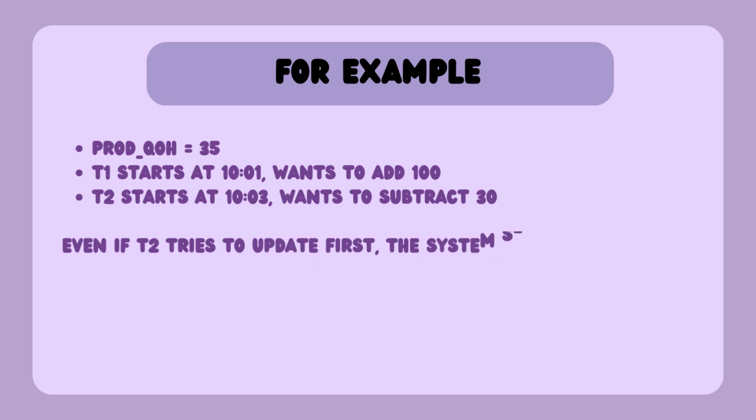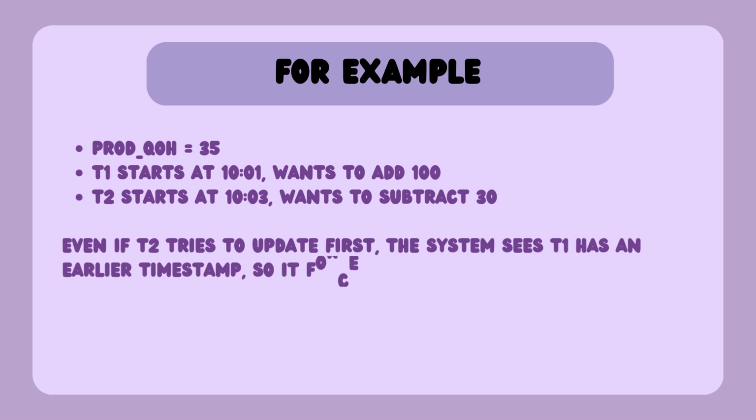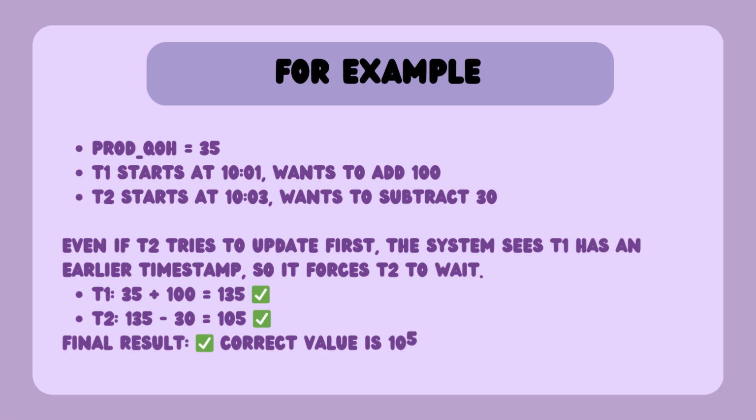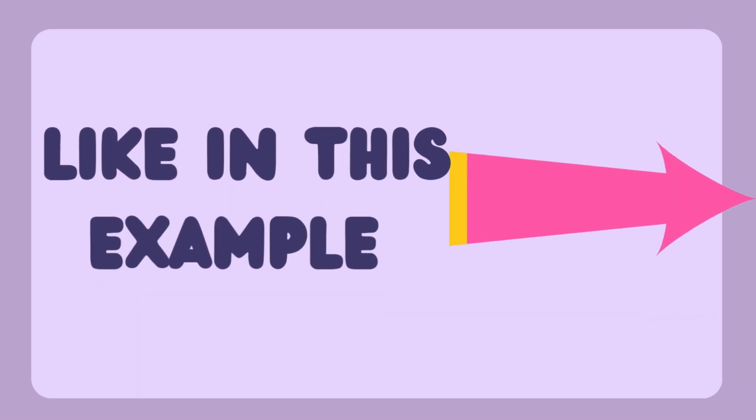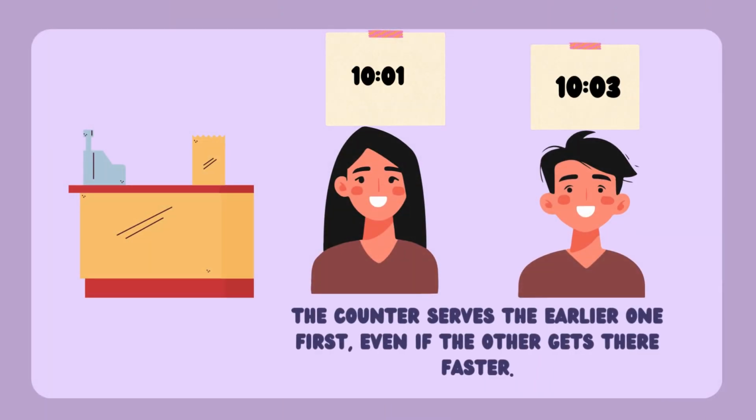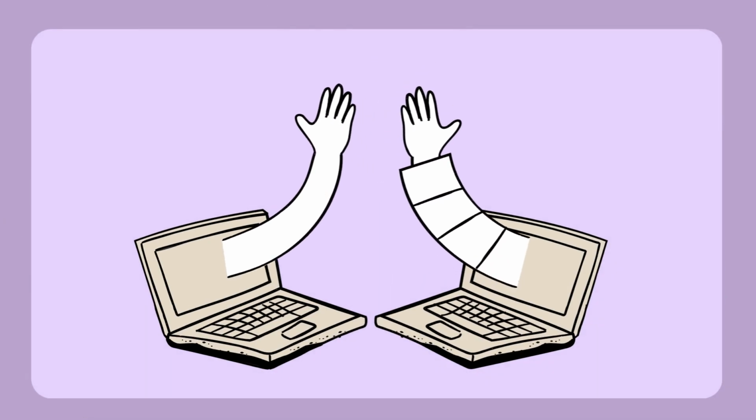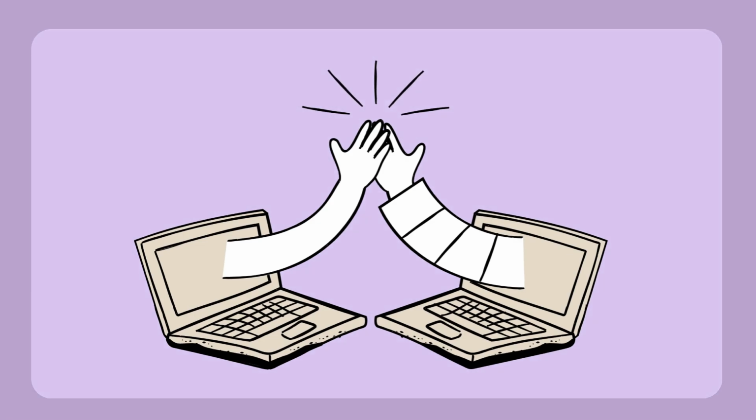Even if T2 tries to update first, the system sees T1 has an earlier timestamp, so it forces T2 to wait. T1: 35 plus 100 equals 135. T2: 135 minus 30 equals 105. Final result: the correct value is 105. Like in this example, the counter serves the earlier one first, even if the other gets there faster. Timestamp ordering makes sure the earliest transaction always goes first, avoiding lost updates.